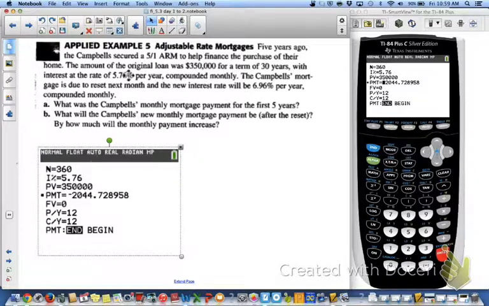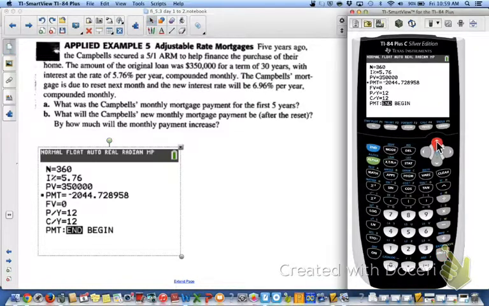And now they've paid it for 5 years, and that's when it's adjusted. So before we can solve for the payment again with a new interest rate, we have to figure out how much they owe, because they have paid off some of that $350,000. So now there's 25 years left, so 25 times 12 gives us 300 payments left. Alright, I'm going to find the present value, how much is remaining on the loan. Okay, so they've paid off a little over $25,000.